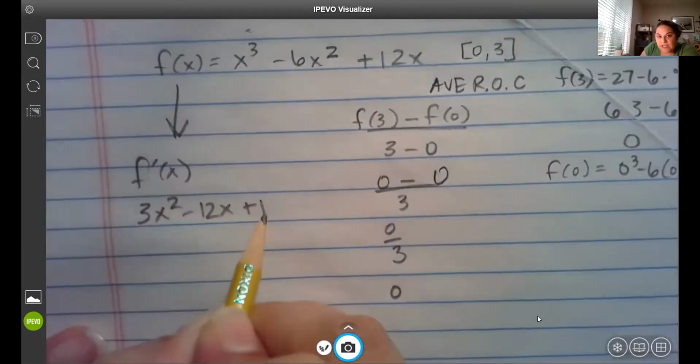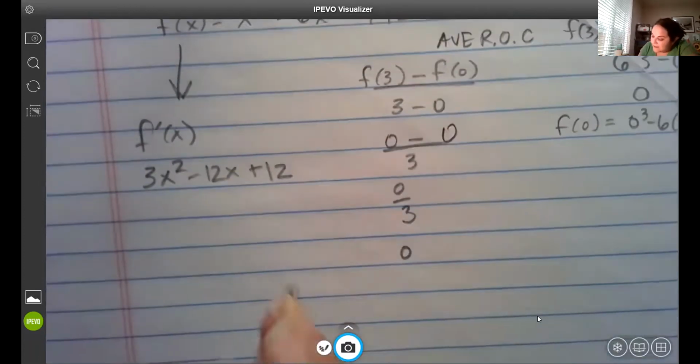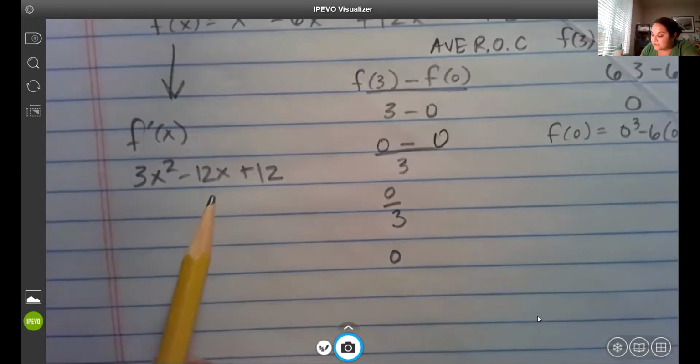When I find the derivative, however, f prime of x is going to be 3x squared minus 12x plus 12, and that's me using the power rule. And then what the mean value theorem guarantees is that these two things are going to have a value of x. When I let these two values equal each other and I solve for x, I should get a number between 0 and 3.